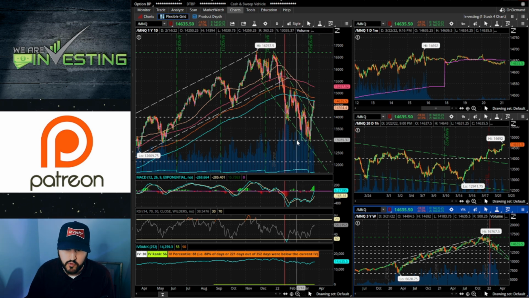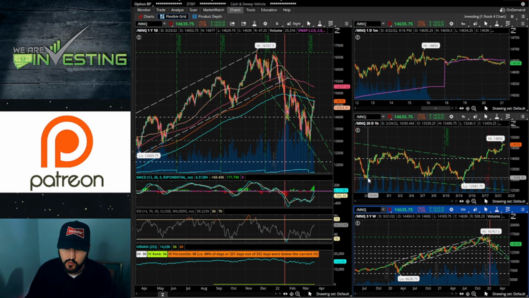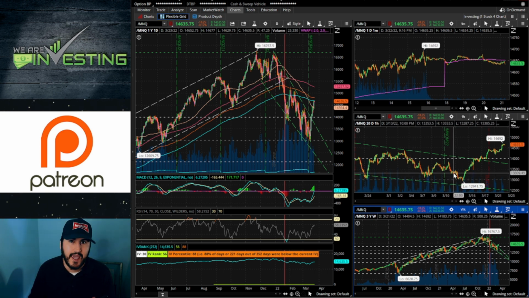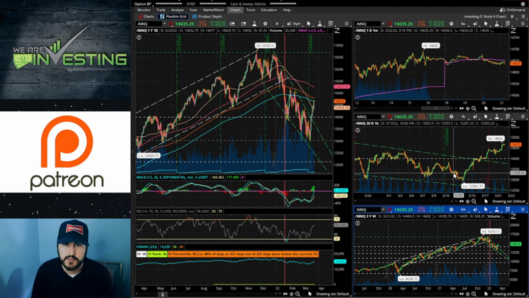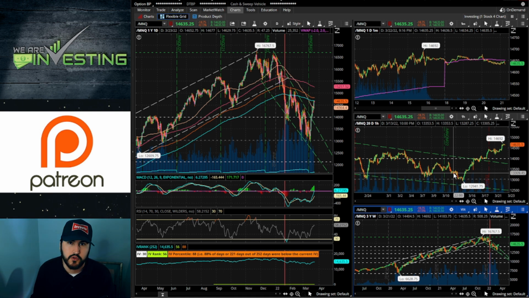I also have this gray here. Gray represents the hourly chart, and it was the low where we bounced a couple times in the hourly chart. H is for humo, which is smoke in Spanish, and smoke is gray. So that's why I use gray for the hourly.